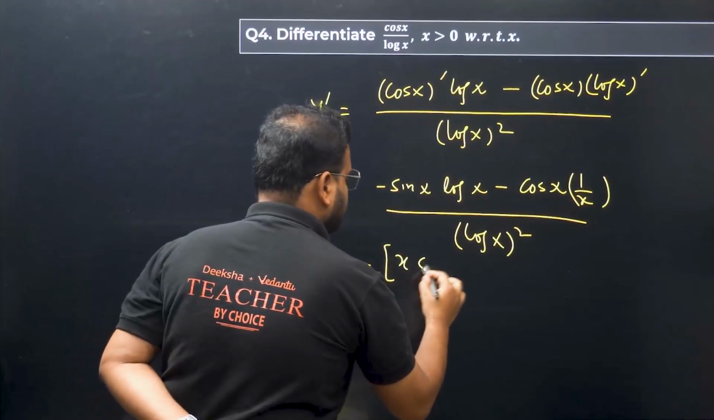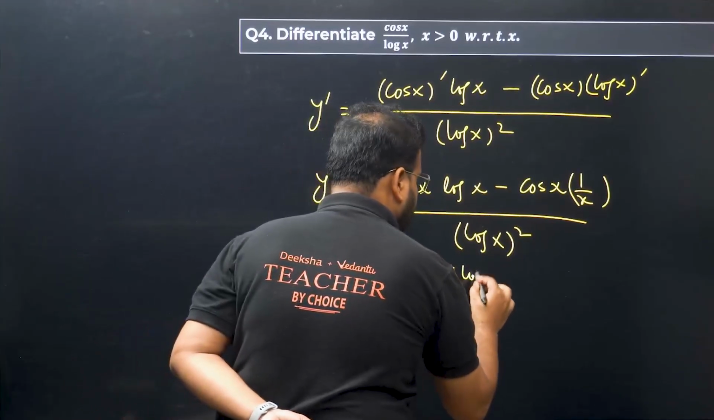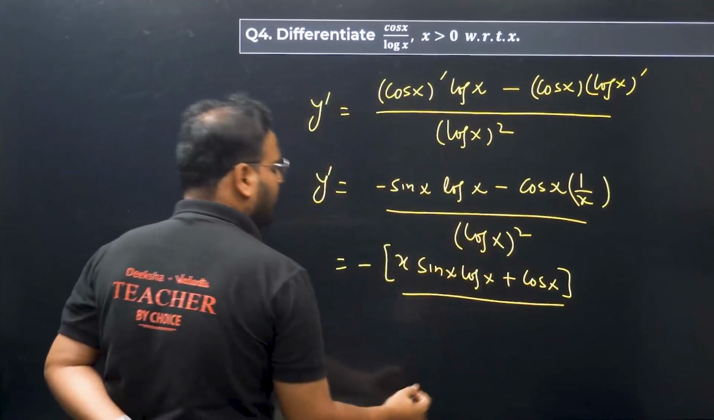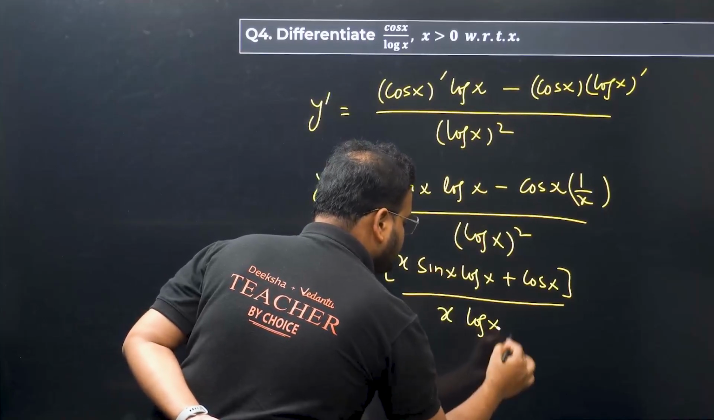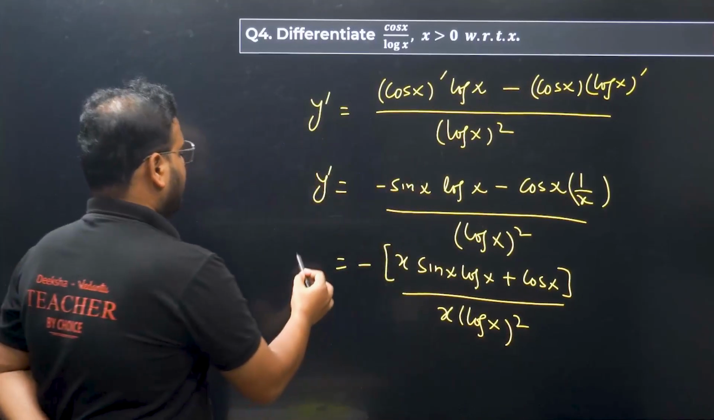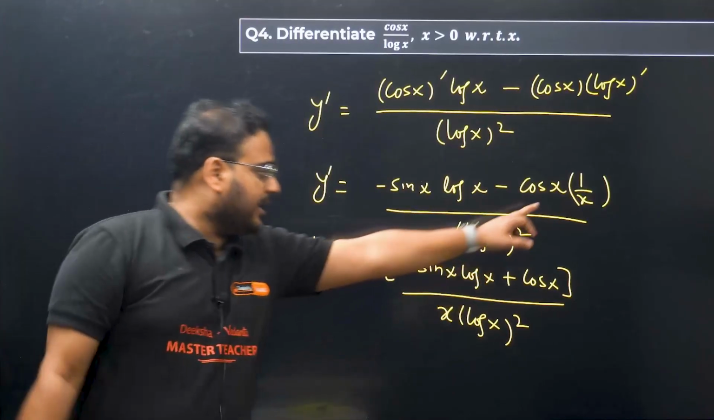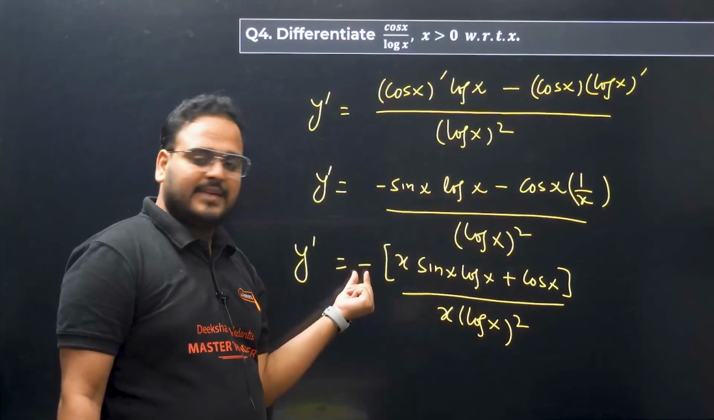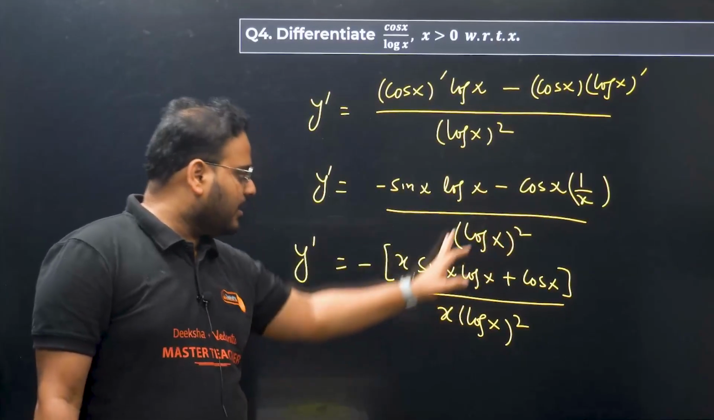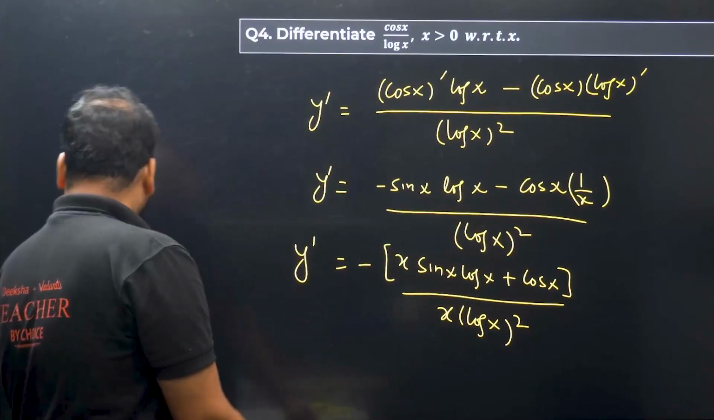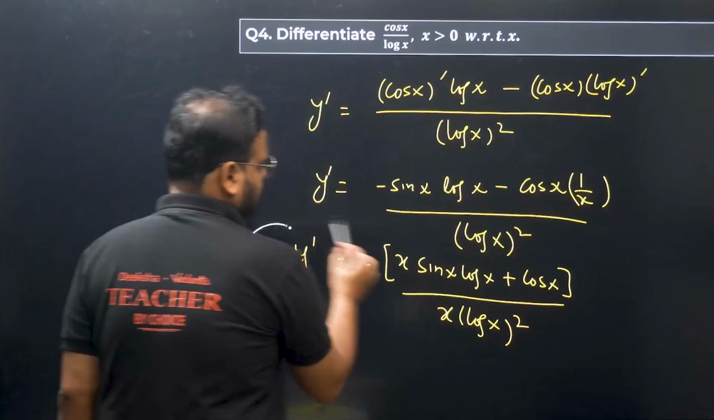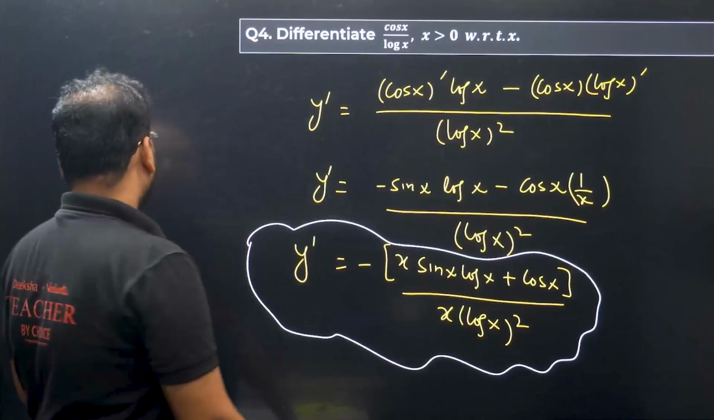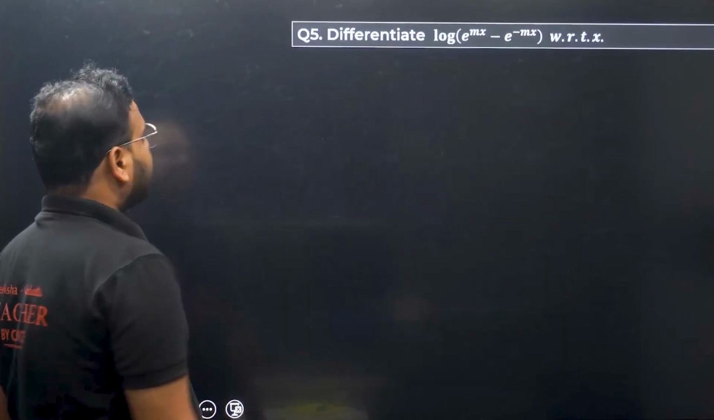We get here x sin x log x plus cos x, and that x you've taken as LCM will come in the denominator. It will become x log x the whole square. That's my y dash. Check the simplification. I have taken x as the LCM. This will multiply over here x sin x log x, and this will become simply plus cos x because I have taken the minus sign outside, and we have this x which will come in the denominator, so x log x the whole square. That's my final answer. Have a look. Okay, 3 steps, not more than that. 4th is done.